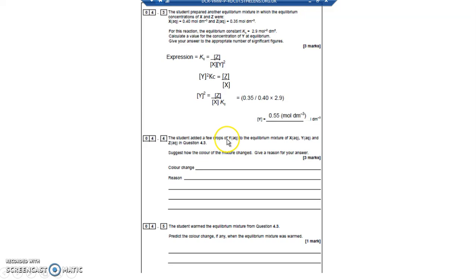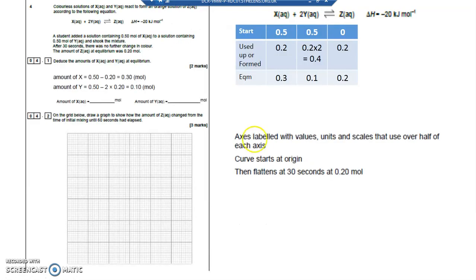The student added a few drops of Y to the equilibrium mixture, so added more Y. How would the colour change? Suggest how the colour of the mixture changed. Give a reason for your answer. So they're adding more Y. So let's go back to our mixture here.